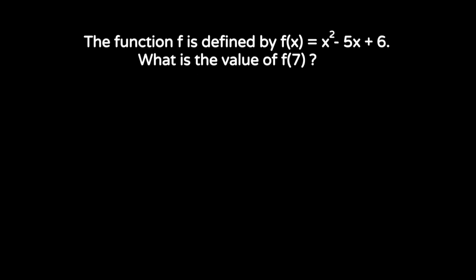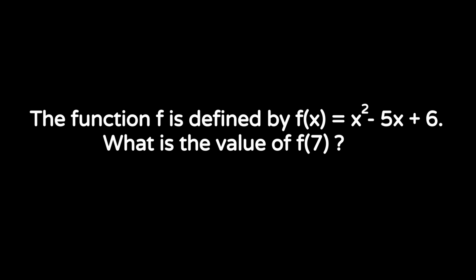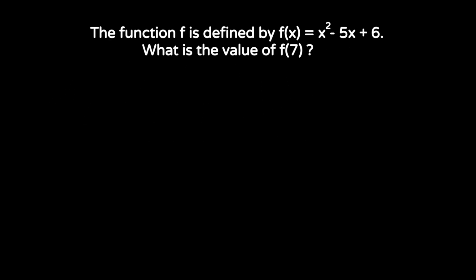Today's question says, what is the value of f of x when x is 7? The function is x squared minus 5 times x plus 6. To solve this, we'll replace x with 7 in the function. Then work through the math step by step to find the answer.